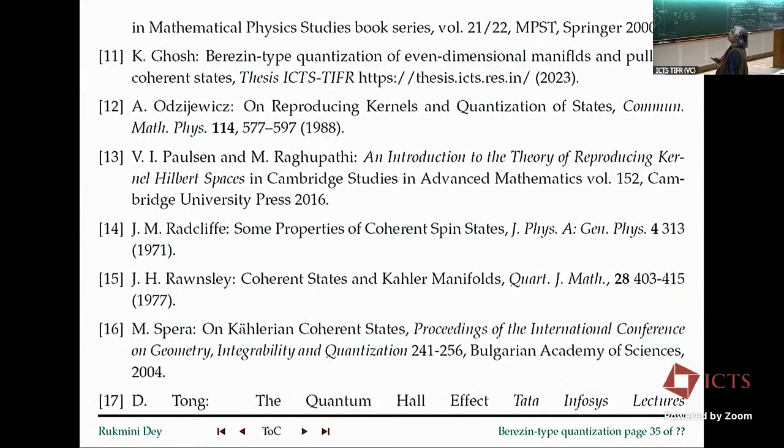This is Odzievich's. And the one I wanted to show was Paulsen and Raghupati, an introduction to the theory of reproducing kernel Hilbert spaces. They show how submanifolds can inherit a reproducing kernel Hilbert space. So it's possible to have it. And yeah, that's it.